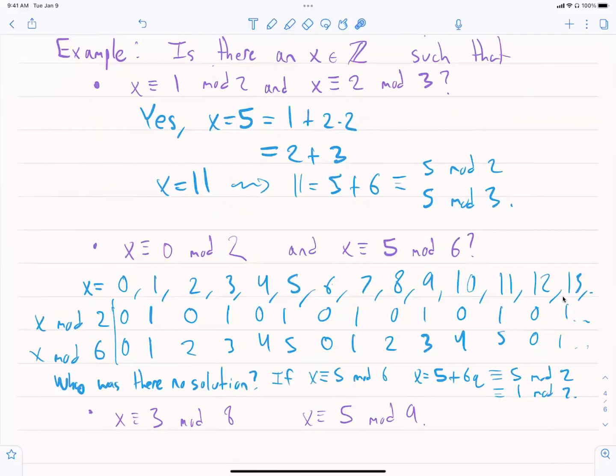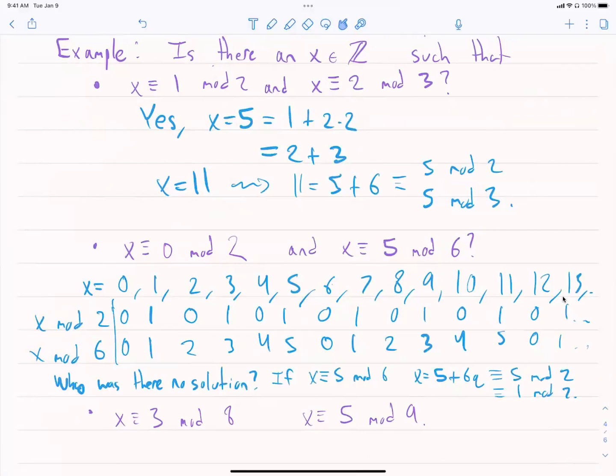So the problem here is created by the fact that 2 and 6 share a common factor, in this case 2, and I've put a condition over here that's incompatible along that common factor. Okay, so the point is there's not always a solution to such a pair of congruences. We might not always be able to find an x.